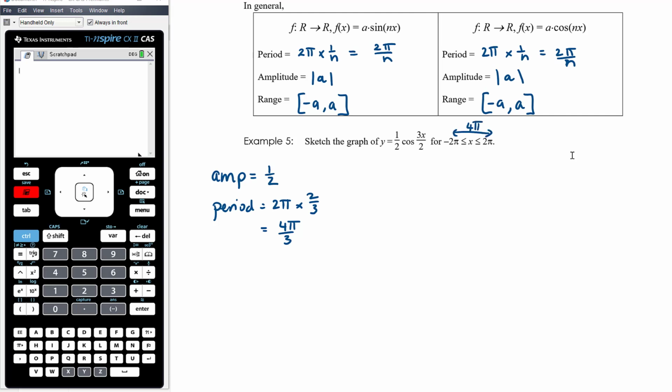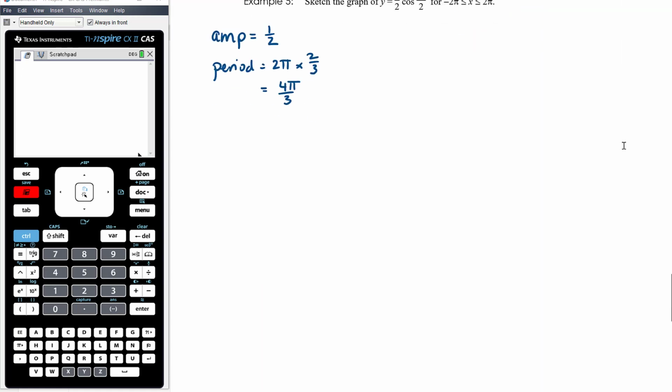If our period is 4 pi divided by 3, that means we're going to see 3 complete sine curves over this particular domain. Okay, sorry, 3 complete cos curves. So let's plot things out. This time we want negative 2 pi to 2 pi, so we need our y-axis to be in the middle. We also want our x-axis to be in the middle.